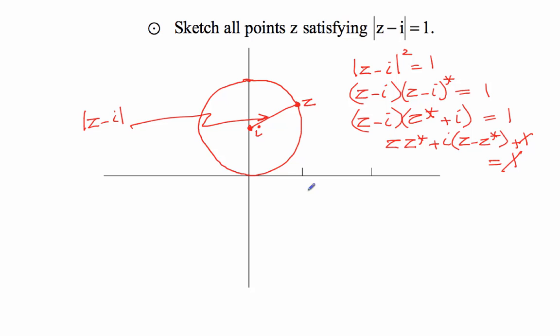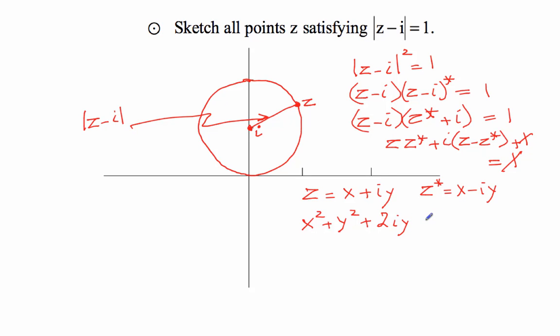And now I'm going to write z equals x plus iy, which means that z z star is then x squared plus y squared. And this z minus z star, so you see if z is this, then z star is x minus iy. z minus z star will then be 2iy.